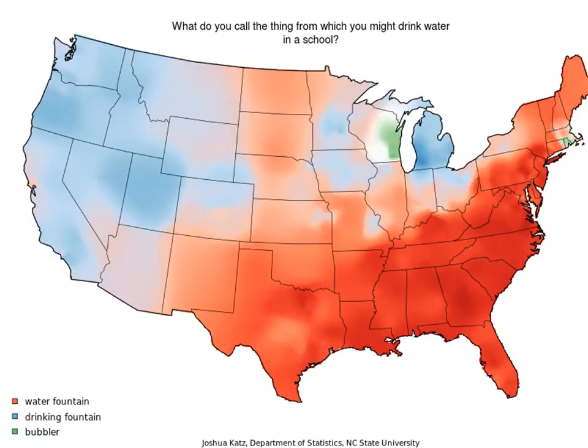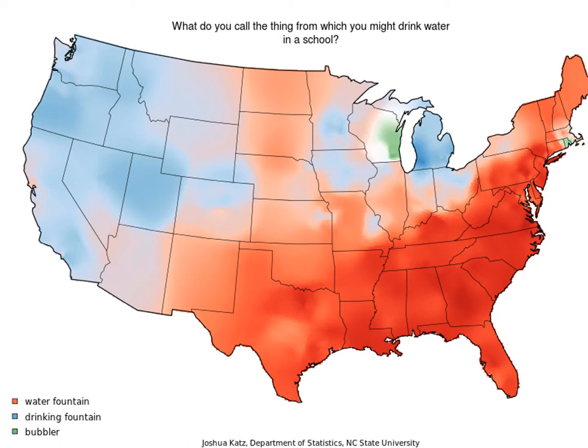Another one here really quick is, what do you call that thing that you drink water from in school, like out in the hallway? If you're through most of the American South and New England, you're going to call it a water fountain. But if you're on the West Coast, you're going to call it a drinking fountain. Now, if you'll notice, like Rhode Island and a little bit up there in the Great Lakes, you're going to get bubbler. I have no idea where the heck bubbler ever came from. That one's a new one on me.